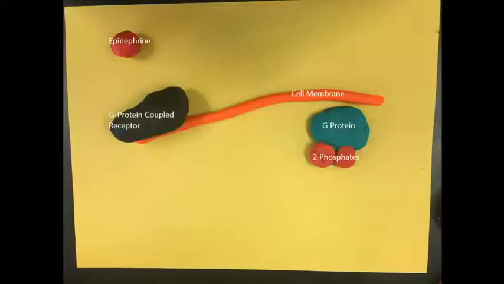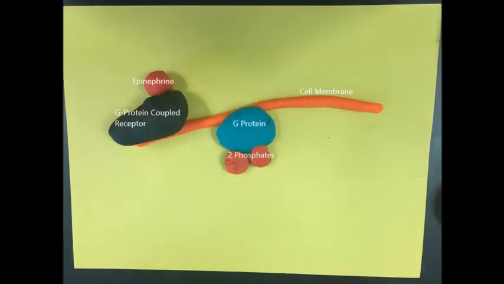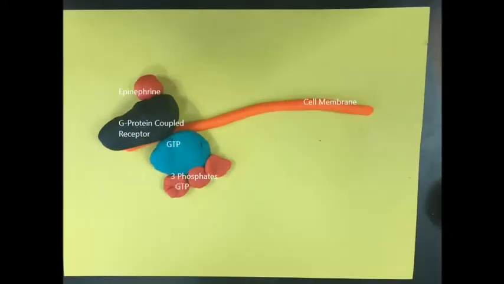G protein coupled receptors. The example of epinephrine. The epinephrine binds to the G protein coupled receptor, which brings over the G protein and turns it from GDP to GTP.